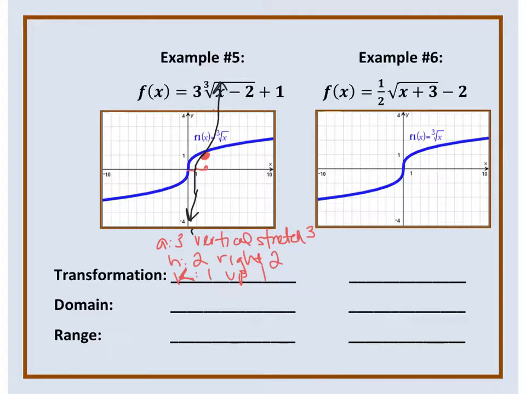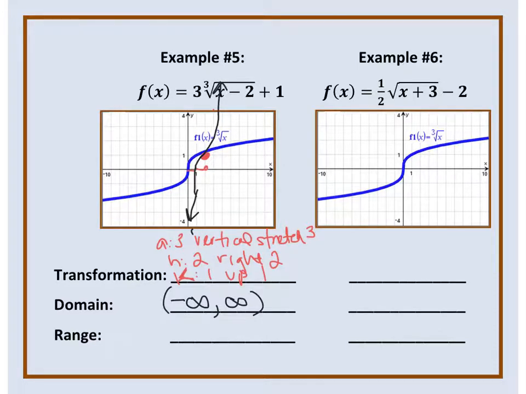Guys, for cubic functions. So when I say cube root functions, there's a 3 here. This is a cube root. Okay, so it's not a square root of 3. This is called a cube root. Whenever you have a cube root, my domain in interval notation is negative infinity to infinity, because it's going to go to the left forever, to the right forever.